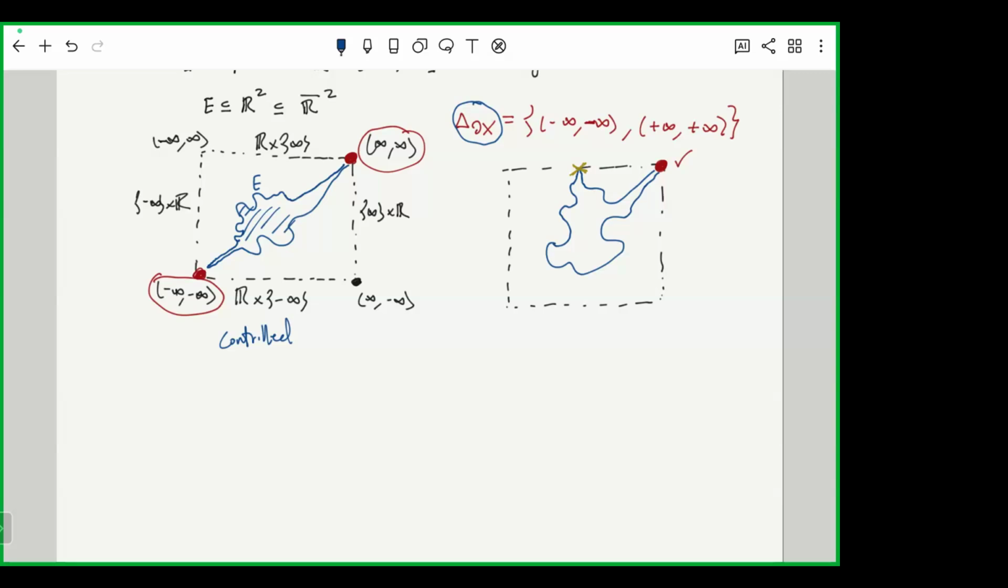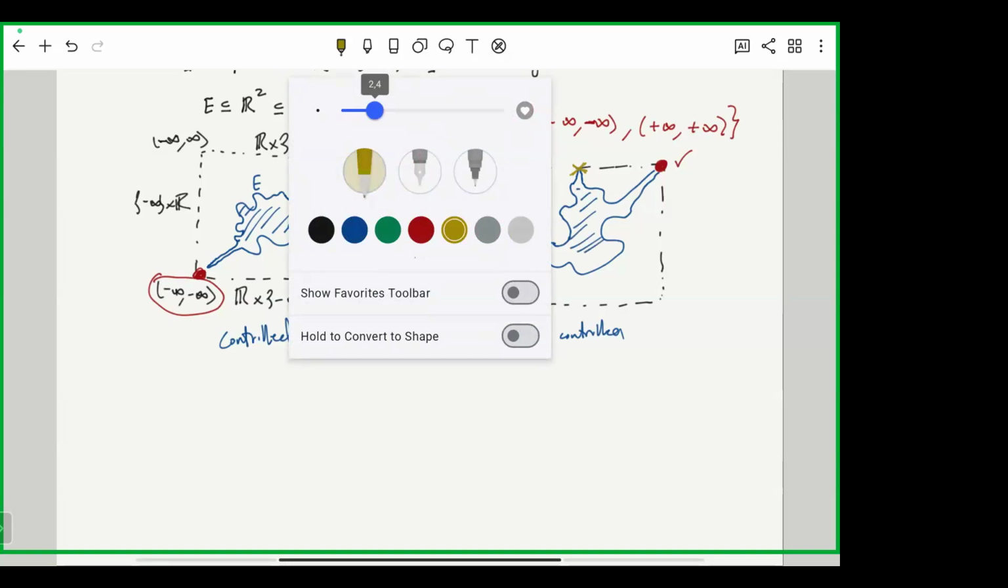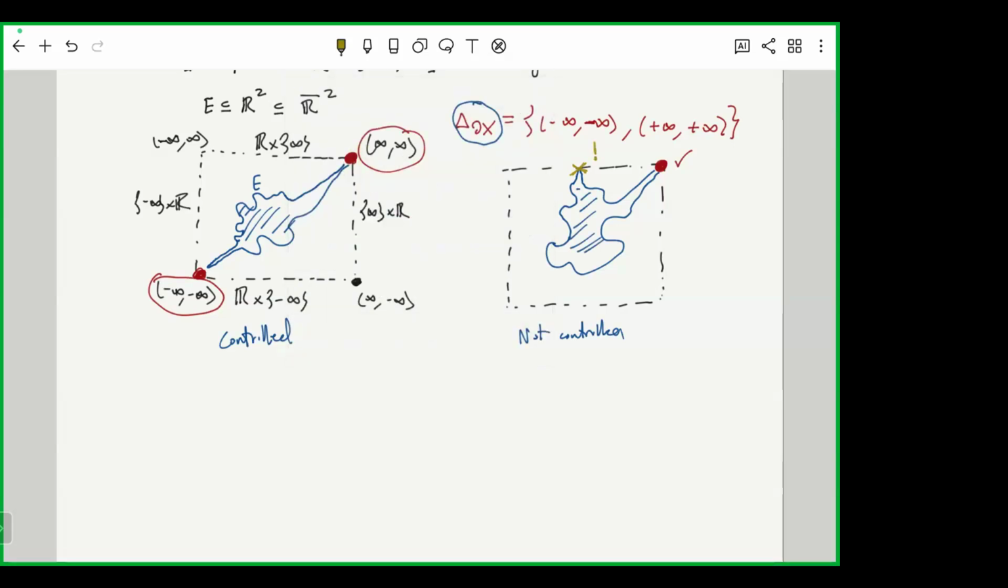Yeah, so on the left, we see this set is controlled. On the right, however, this is not controlled, because there is a point here at infinity which is in the closure of E, but it's not in the diagonal of the corona. Okay, so this is not controlled.